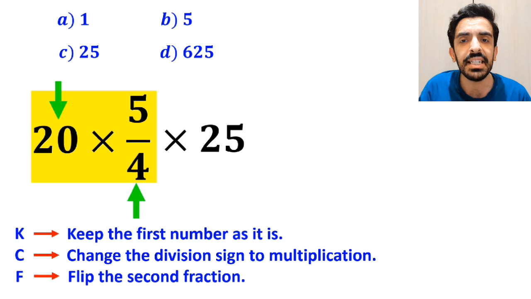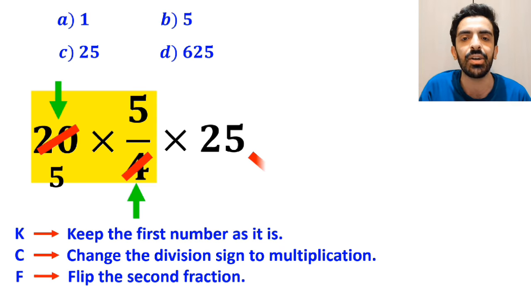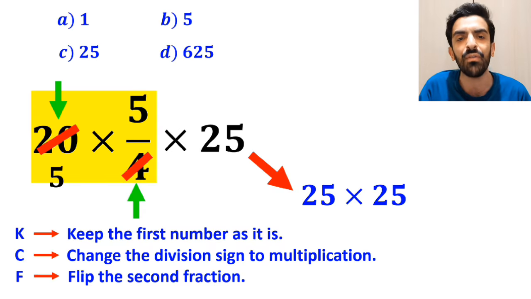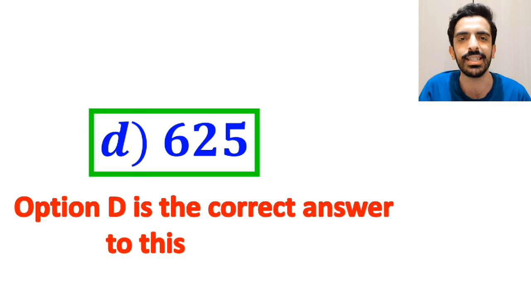Alright, as you can see in the image, the number 20 simplifies with the 4 in the denominator, and this expression simplifies to 25 multiplied by 25, which finally gives us the answer 625. Therefore, option D is the correct answer to this question.